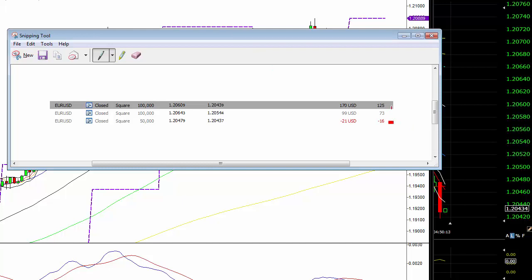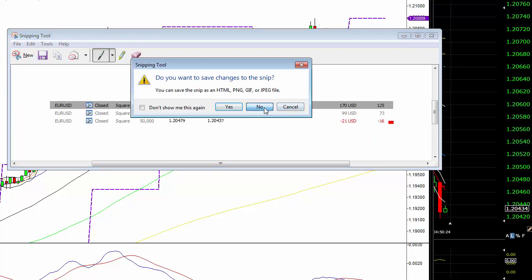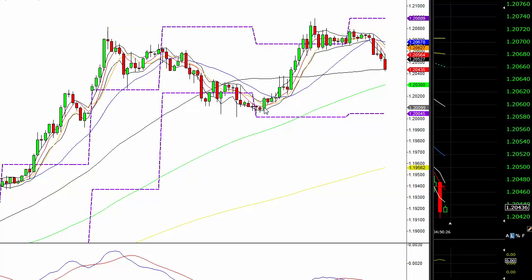So 125, plus 73, so that's about £200 less 16, so about 185 quid, something like that. Let's call it £180 for the day. So really small, but it's only a small position, so a small 180 quid this morning.